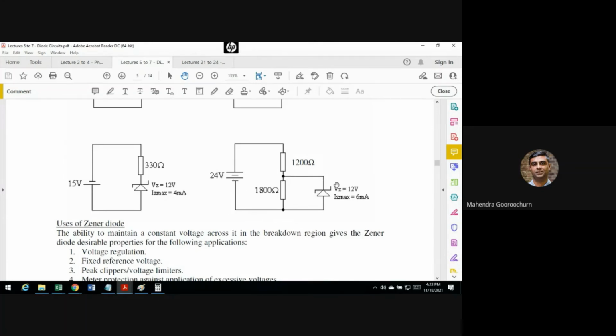When will this happen? Of course, you need to have a voltage here which is above 12 volts, else it would not be in breakdown region. It's only in breakdown region that current flows across the diode.